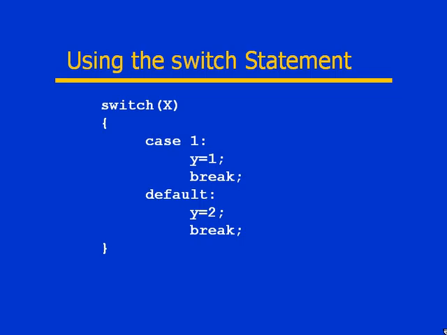The default case provides a basically case else. Anytime that you have no matching cases in the case structure above, then the default case will execute. So if x equals anything other than 1, then you would get an execution of the default case.